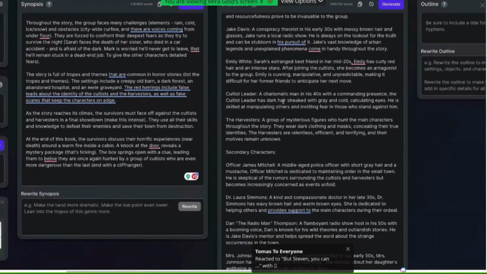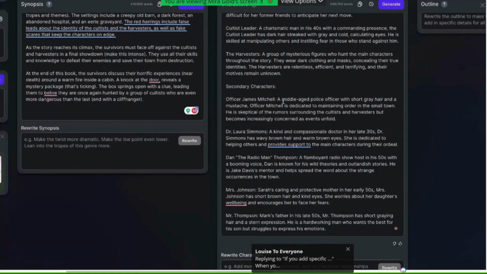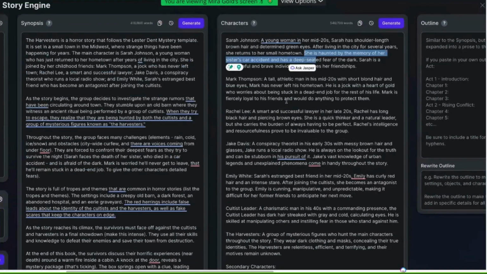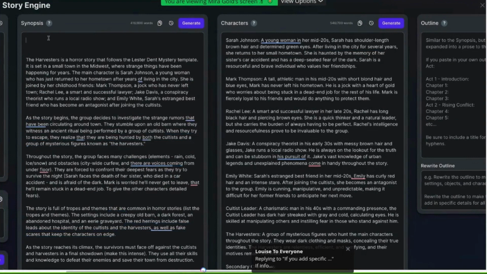Well, this actually gave you the secondary characters too, which is always nice to have. If you have a secondary character list, that means that if the AI is generating and has a call for a new character, it will first look at your secondary characters to see if one of those characters fits the bill of what's being generated. If so, then it will pull from that secondary list. So I'm going to go ahead and generate with my prompt.